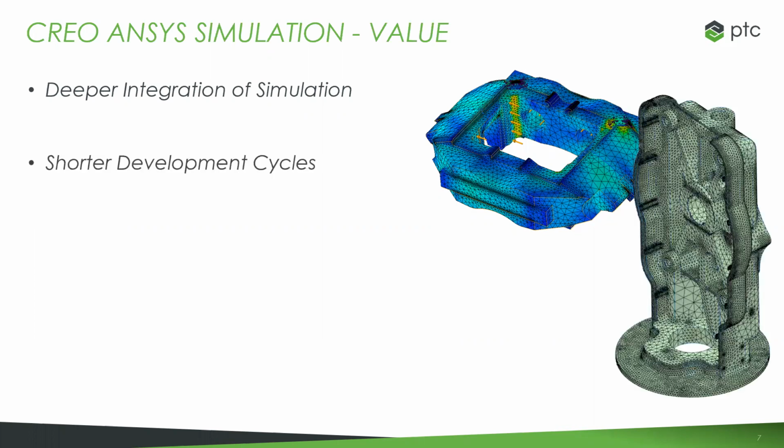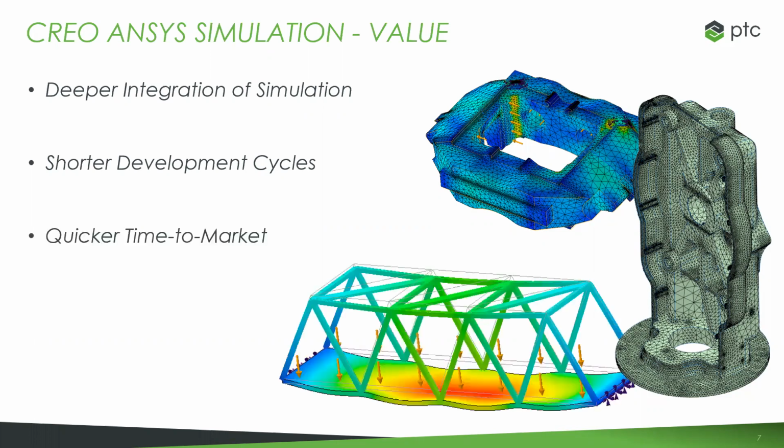Shorter development cycles. Every time you have to pass something over, it takes people a long time just to see an email, let alone if somebody else is running your analysis. It's going to take a long time. So not only do you not have to send it over, but you can maybe do fewer iterations because you're the one who's looking at those results and making the geometry changes.